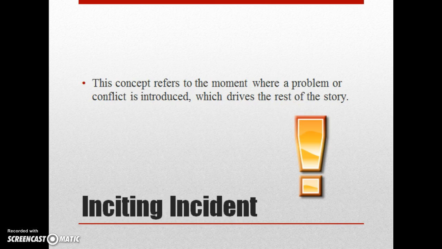An inciting incident is something that happens when a problem or conflict is introduced. This kind of drives the rest of the story. Something happens. And in Cinderella, that is, father gets remarried to the stepmother. That's a big problem that sets everything else in motion. So we want to think about that. Make sure you have something like that, something that's setting things in motion in your own narrative.